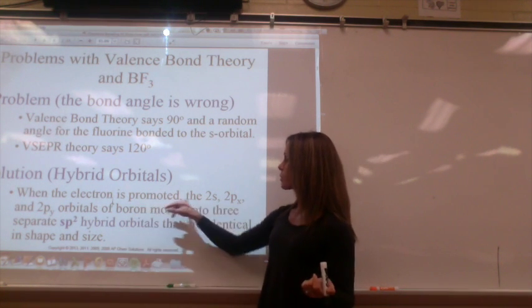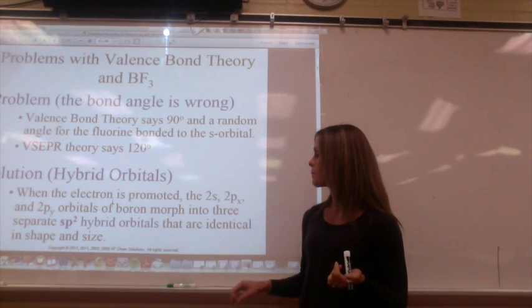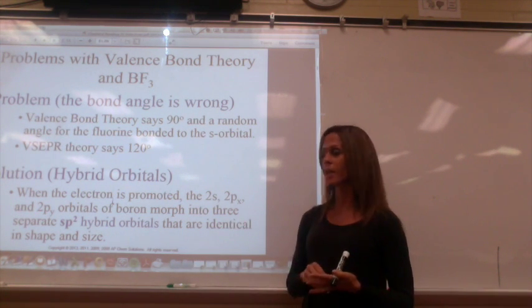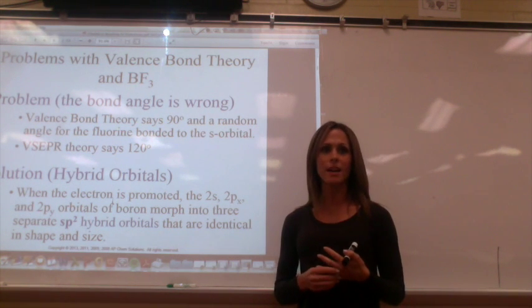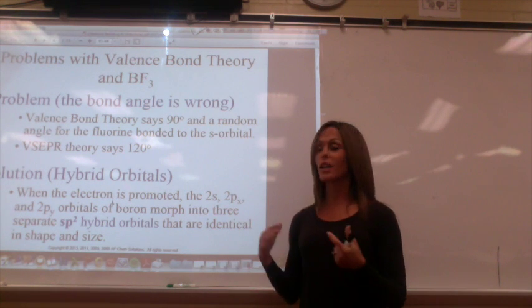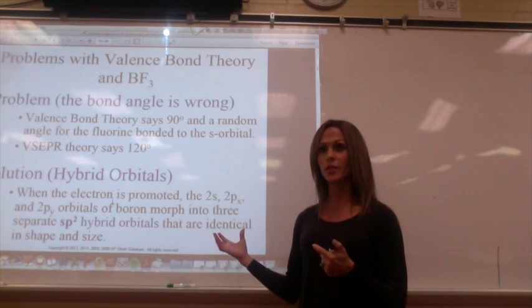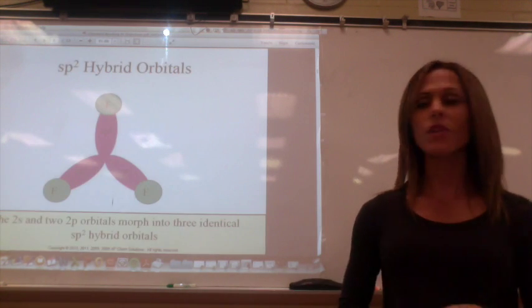So when the electron is promoted, the 2s, 2px, and 2py orbitals of boron morph into 3 separate sp2 hybrid orbitals that are identical in shape and size. So they create a new type of orbital called sp2 orbitals. So they're going to stick them together. I'm going to show you how that works.